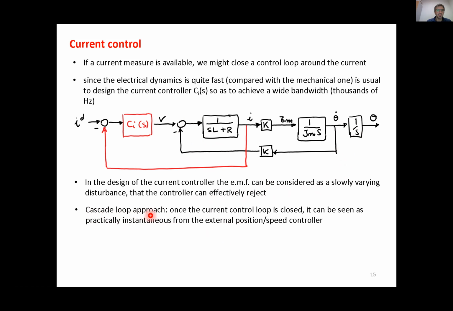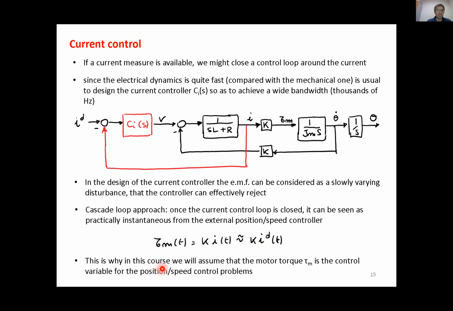And this is, as I said, a slide I introduced in the previous lecture on the control intro, about the cascade loop approach, where we have one current loop, an inner loop, that can be seen as instantaneous from the external position or speed controller. So we achieve the desired current tracking almost instantaneously. And therefore, in this course, we will assume that the motor torque is the control variable for our position and speed control problems.